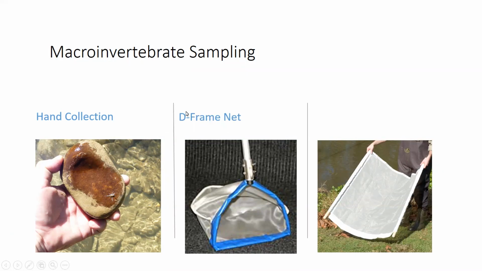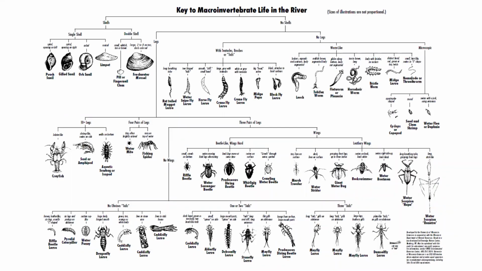But if you're going to assess macroinvertebrates for stream health, you actually have to sample them with a net. So we use either a D-frame net or a kick net. Both types of nets involve kicking up the substrate or the stream bottom to dislodge the macroinvertebrates and send them into the net, which is situated downstream of the kicking. So then you would pick out your macroinvertebrates, identify them, and record them.